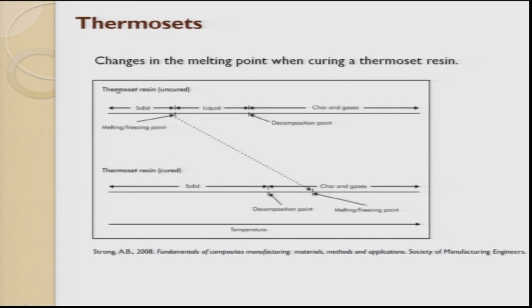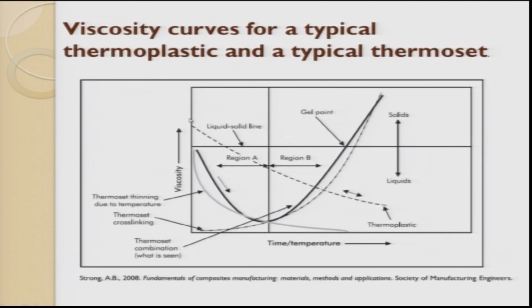So now it is very clear: thermoset resin which is uncured is solid at a very low temperature, after this it becomes liquid, and then you have a decomposition point. When it is cured, it is solid up to a very high temperature and then goes directly into char. It does not get into a liquid state at all. That is what is explained in this graph.